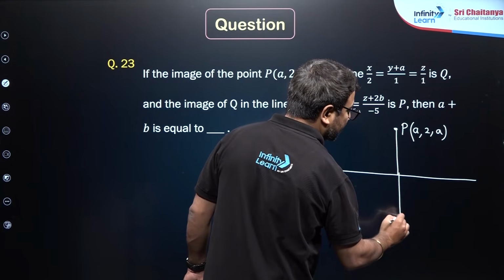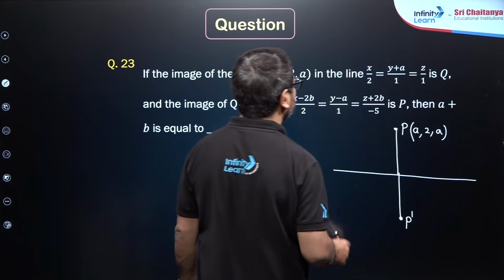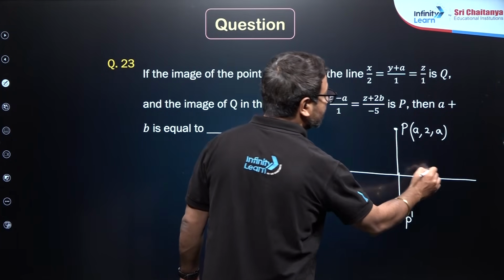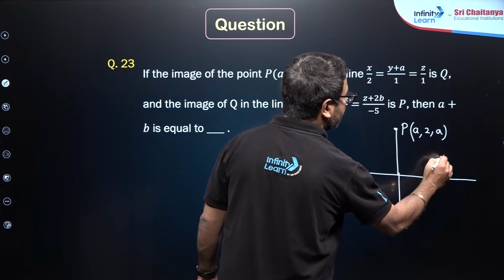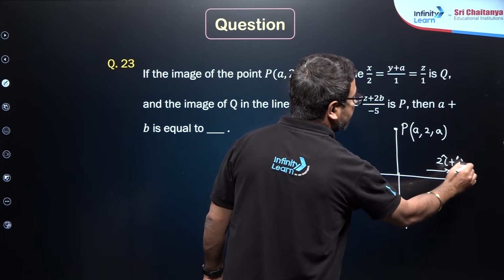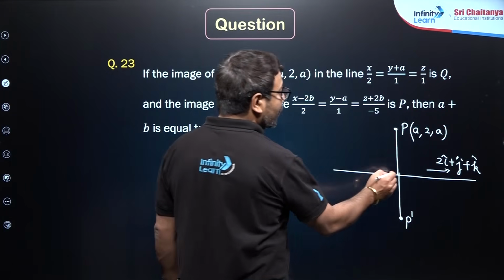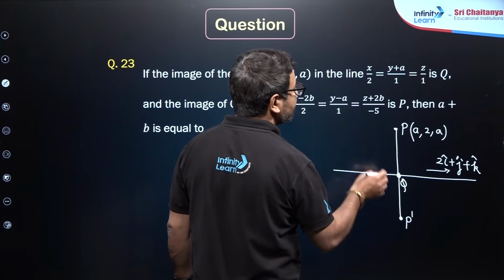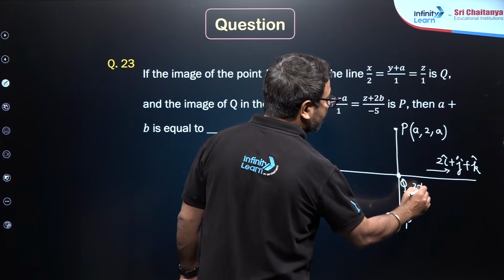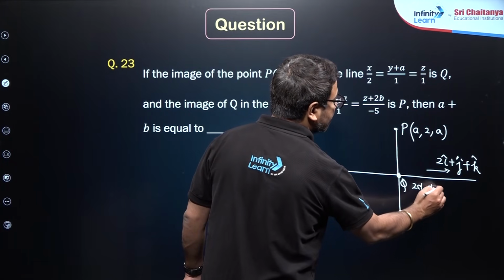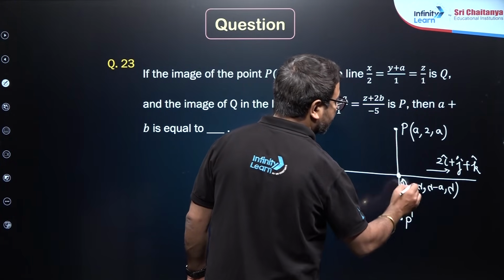And here we have the P dash as an image in the line x by 2. So the parallel vector is 2i plus j plus k. And if you have to assume a point here, let's say this is a Q point which is the foot of perpendicular, so that will be 2 lambda, lambda minus a, and lambda.